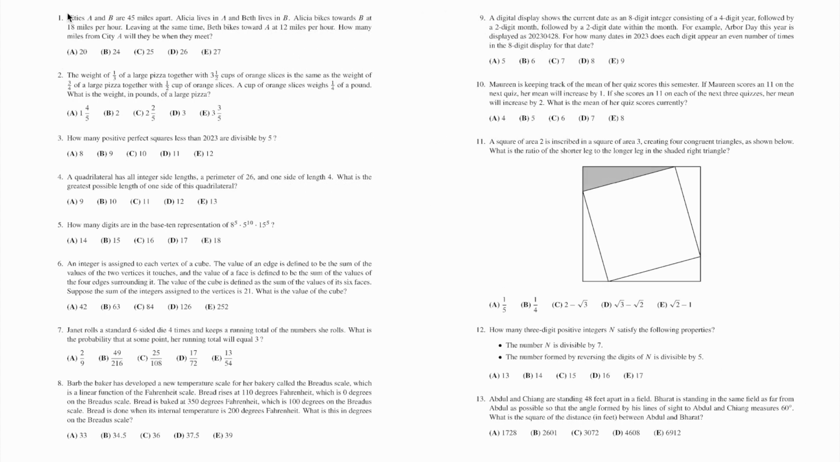Problems 1 to 5 are classic first 5 problems. They may be a little bit easier than usual. Problem 1, you just have to recognize that Alicia goes 3/2 faster, so it'll be 3/5 of 45, which is 27. 2 is just a system of equations. 3, you have to recognize that if a positive square is divisible by 5, like in the form x squared, then x has to be divisible by 5. So it's from 5 squared, and so on until 40 squared.